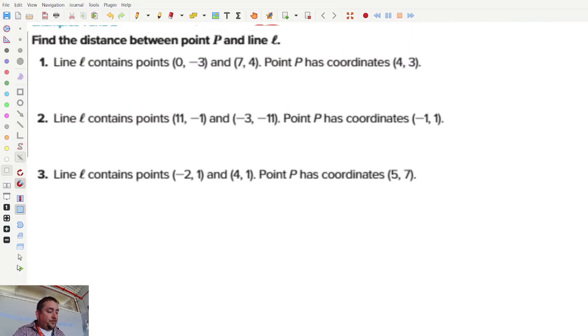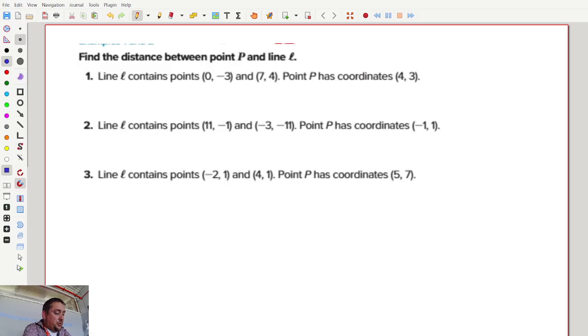Reading the problem. First of all, the directions do tell us to find the distance, that's ultimately what we're looking for, between a point and a line. Just recognize we've seen a question like this yesterday in class. You went home to do it for homework, or attempted to, so here we go.